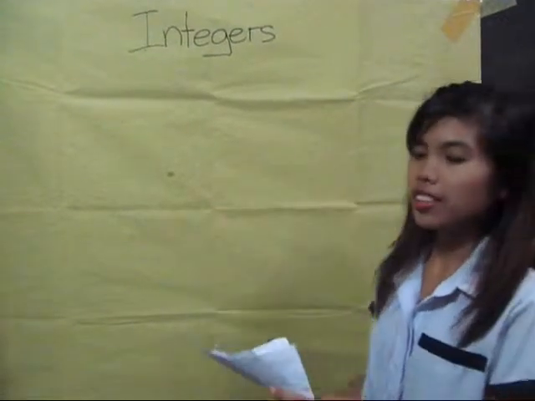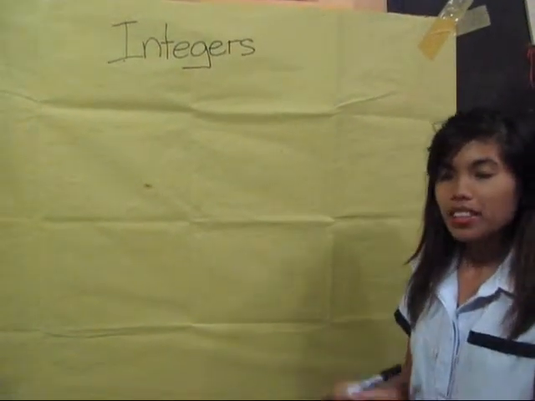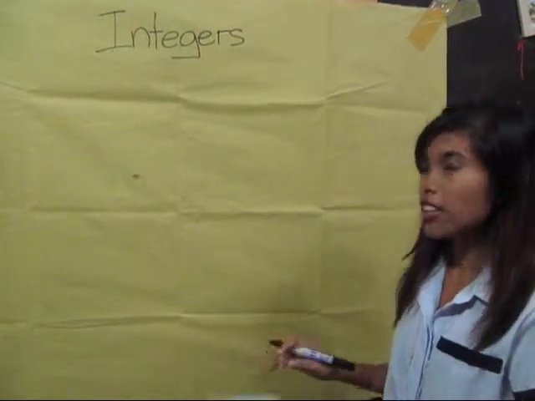Let's move to integers. Integers are like whole numbers, but they also include negative numbers. But still no fractions allowed. So integers can be negative 1, negative 2.